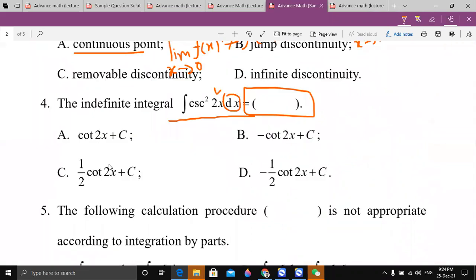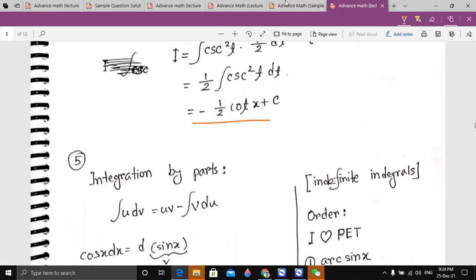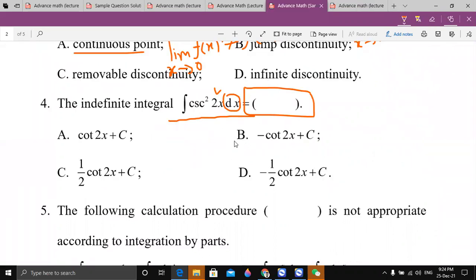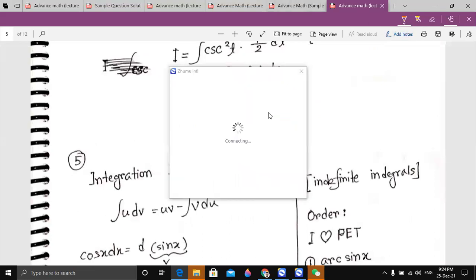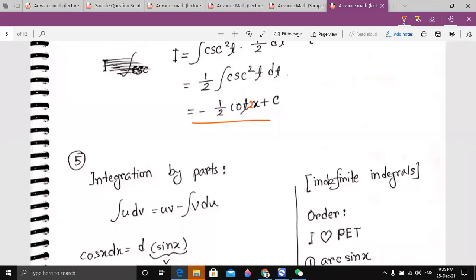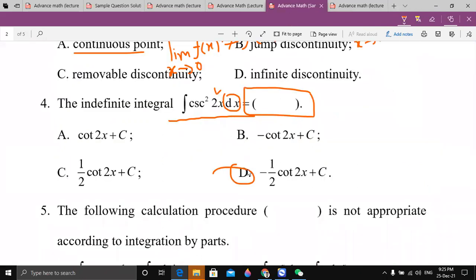Number 5. Oh no, we have something more. So the answer is minus half cot x plus c. Sorry, number D. I'm again sorry. So the answer is minus half cot 2x plus c. So number D, minus half cot 2x plus c.